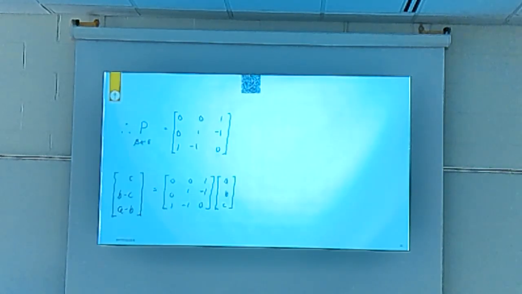Row by column, right? When you multiply 0 times A plus 0 times B plus 1 times C, that's C, right? 0 times A plus 1 times B plus negative 1 times C. Is that B minus C? Yes. 1 times A plus negative 1 times B plus 0 times C. Is that A minus B? Yes. Verified.